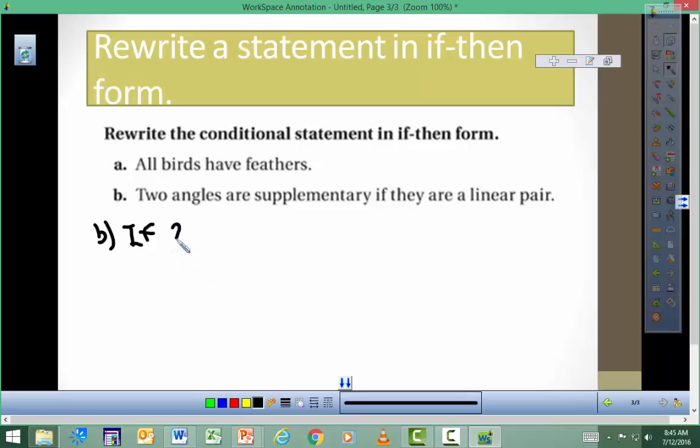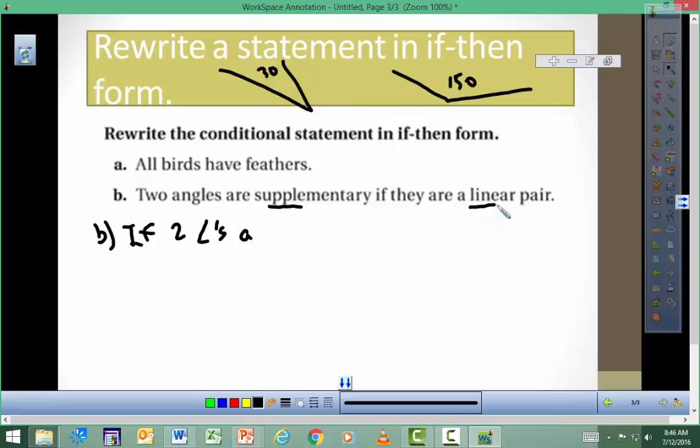If two angles are, now hold up a second. What I was going to say is if two angles are supplementary, then they form a linear pair, but that wouldn't be true, because remember when we learned about supplementary angles, they don't have to be touching. I mean, you could have another angle over here. This angle could be 150, okay, and this one could be like 30, and those angles would be supplementary, but they don't form a linear pair.